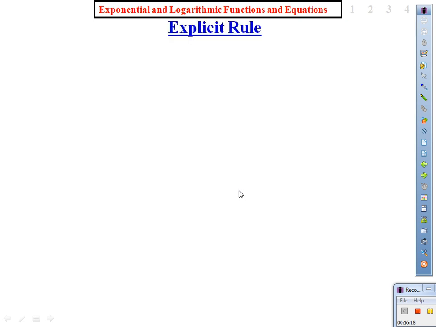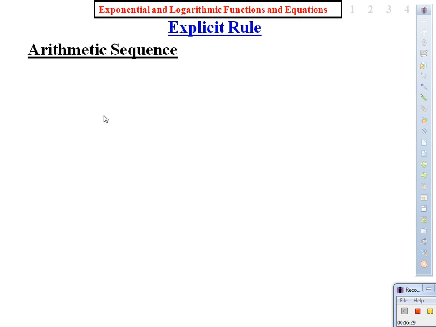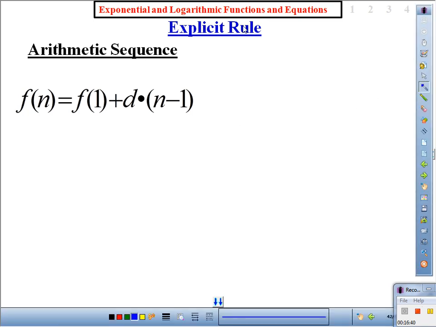Well, today, I'm going to give you the new one, which is the explicit general form that you need to learn. Here it goes. Take notes of this. The explicit rule for an arithmetic sequence is as follows: f of n equals f of 1 plus d times n minus 1. Once again, the explicit rule of an arithmetic sequence is f of n equals f of 1 plus d times n minus 1.